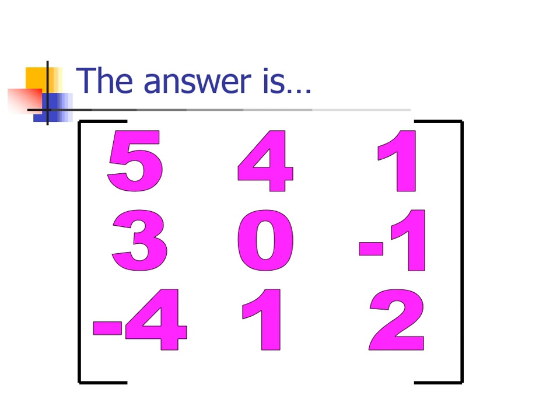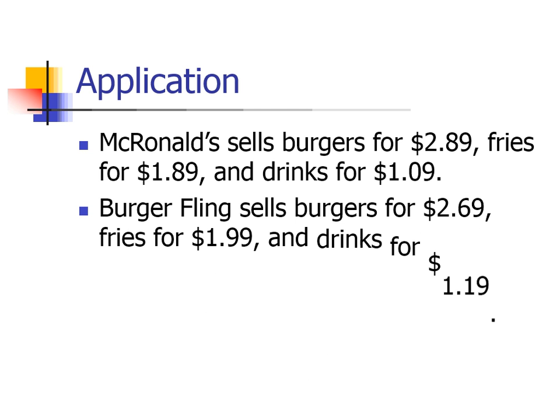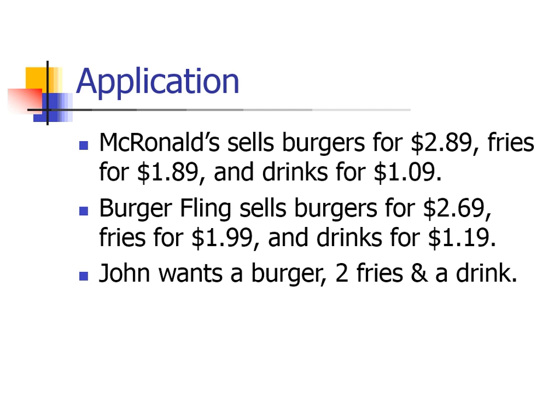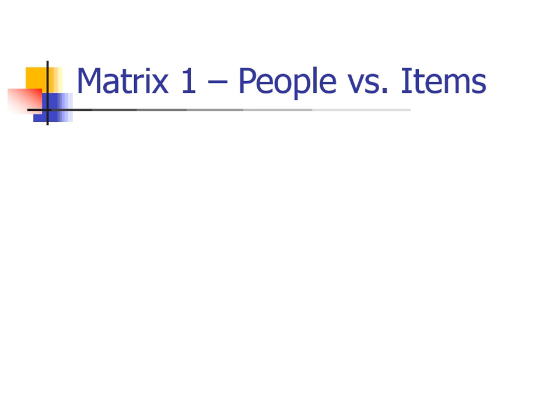All right, so how do we apply this? Well, let's say I've got a restaurant called McDonald's, and they sell burgers for $2.89, fries for $1.89, and drinks for $1.09. Burger Fling has burgers for $2.69, fries for $1.99, and drinks for $1.19. John wants a burger, 2 fries, and a drink. So 1 burger, 2 fries, 1 drink. Max wants 3 burgers, 1 order of fries, and 2 drinks. So which price is better?